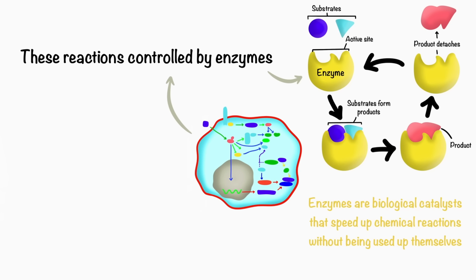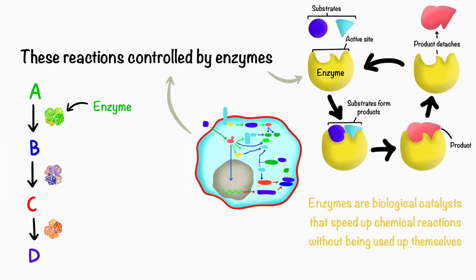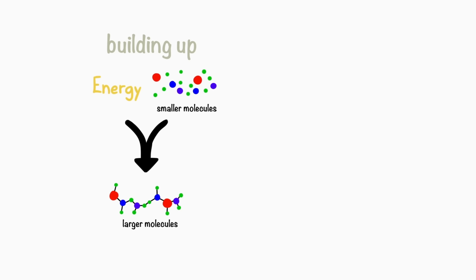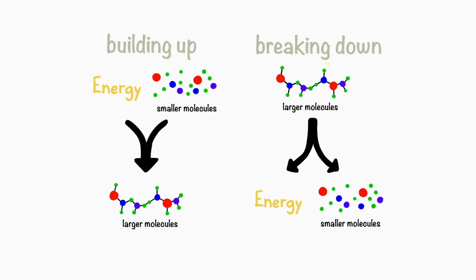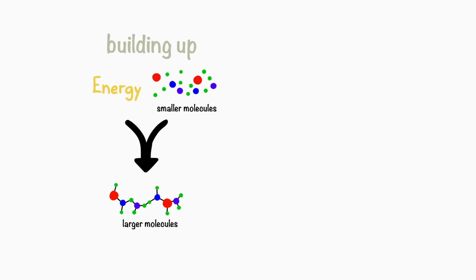Enzymes are biological catalysts that speed up chemical reactions without being used up themselves. Many of these reactions are linked together to form sequences or pathways. The product of one reaction becomes the reactant for the next. Metabolism includes two main types of reactions: those that build up complex molecules and those that break down molecules. Let's look first at how cells build larger molecules from smaller ones. These synthesis reactions are essential for growth and repair.